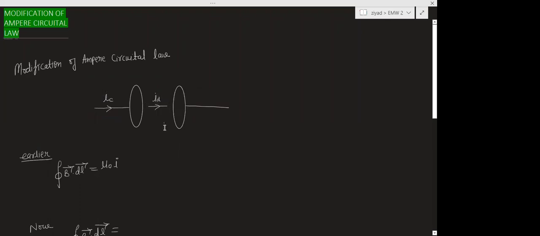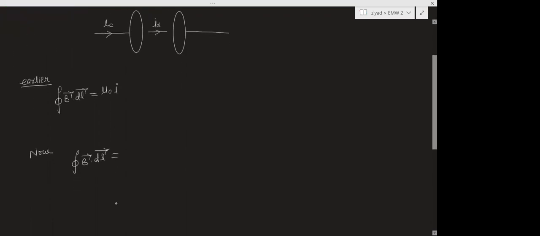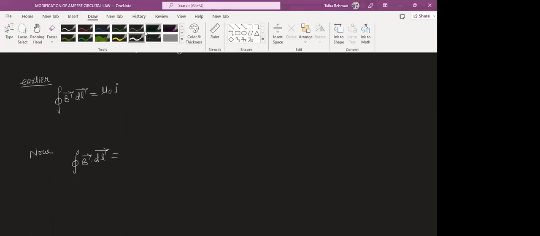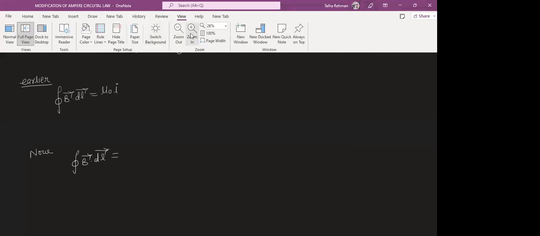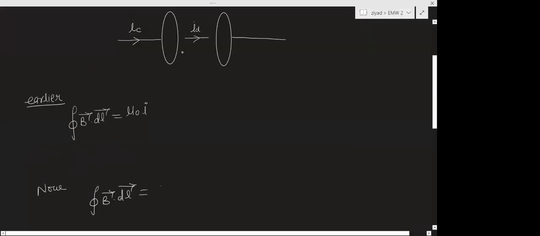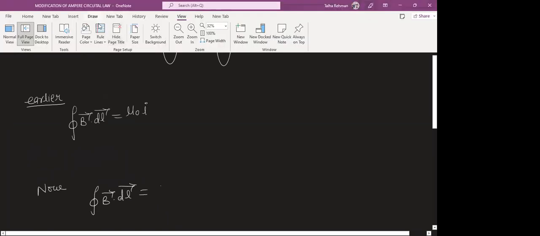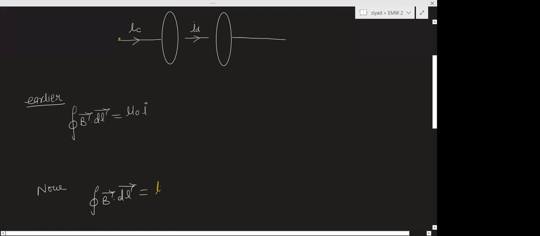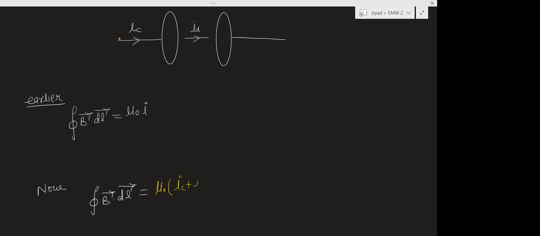Earlier, if you write Ampere's circuital law, the line integral of the magnetic field, B dot dl, is equal to mu naught times I, where I is the conduction current taken by Ampere. Now the modified Ampere's law was given by Maxwell. Maxwell said that the line integral of the magnetic field along a closed path is equal to mu naught times the conduction current plus the displacement current.